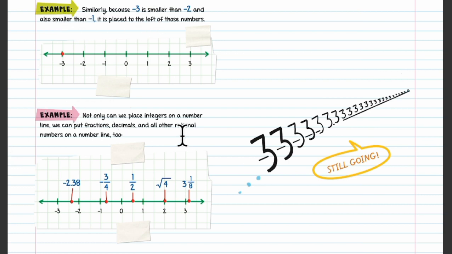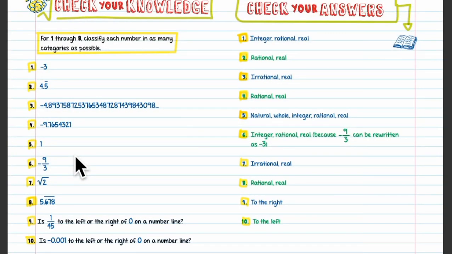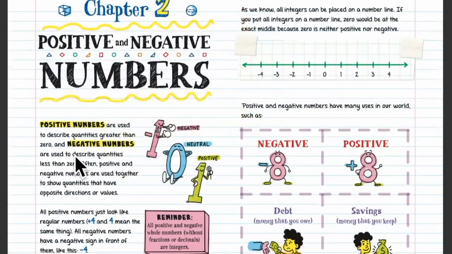Here's another example. Not only can we place integers on the number line, we can put fractions, decimals, and all other rational numbers on the number line too. Here's a page to check your knowledge. Let's go on to the next one, Chapter 2.